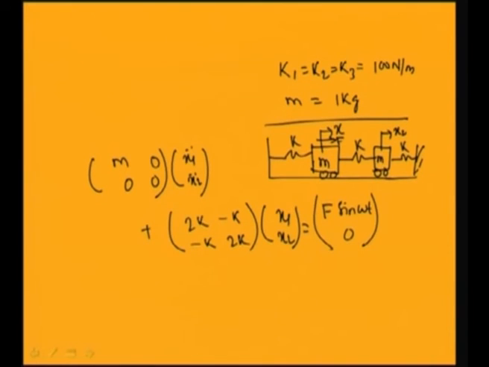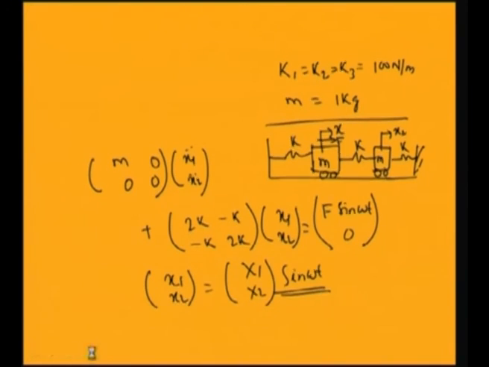Now I will assume a solution in this form, x1, x2 equal to capital X1, X2 sin omega t, and find the steady state response. By assuming this, I can first find Z omega. Z omega is nothing but the determinant of this matrix: 2k minus m omega square, minus k, minus k, 2k minus m omega square. You can expand the determinant of this matrix.